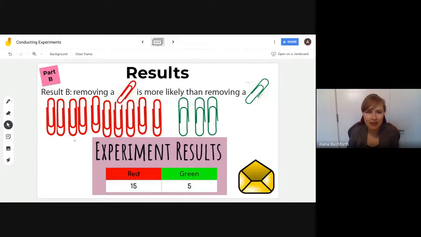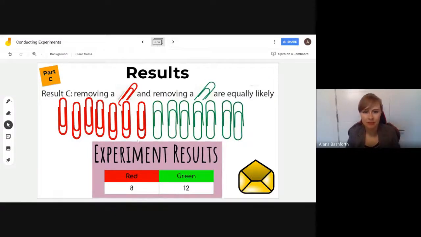For the next one, I put 10 red in the cup and 3 green. I did the same thing, pulled it out, wrote it down, and I ended up with 15 times I pulled out a red and 5 times I pulled out a green, which was closer to the results I was expecting. And then part C, with equal red and green, I ended up pulling out 8 red and 12 green. Those were a little further apart than I expected.